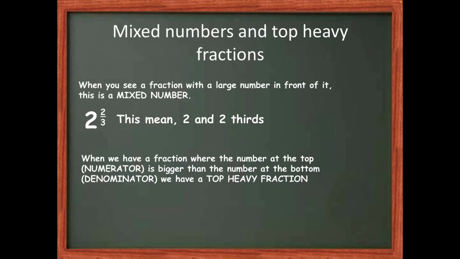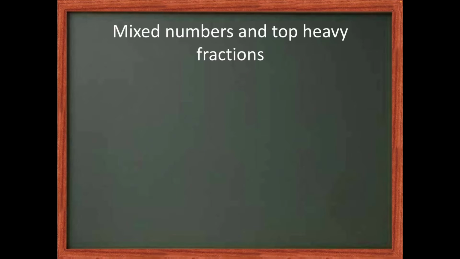When we have a fraction where the number at the top, which is called the numerator, is bigger than the number at the bottom, called the denominator, we have a top-heavy or an improper fraction. For example, 5/3, 8/4, 9/2.